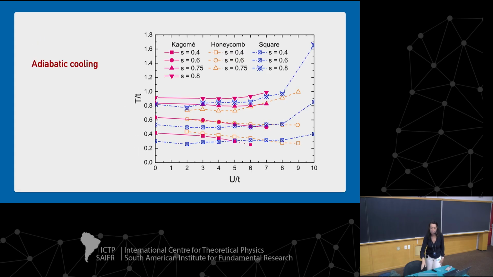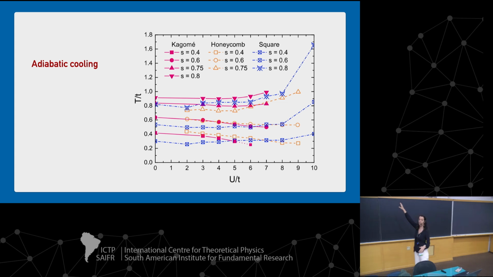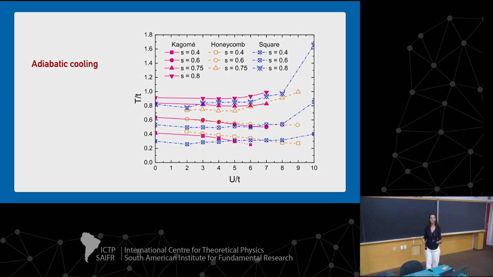And this has been known for some geometries of lattices, and here is a comparison with what happens in the Kagome, honeycomb, and square lattice. We can see if we start here with a temperature around 0.4 in hopping units and keep increasing, you reach 0.3. And so this is an interesting property of the Kagome lattice that might be useful when realizing these for fermions.